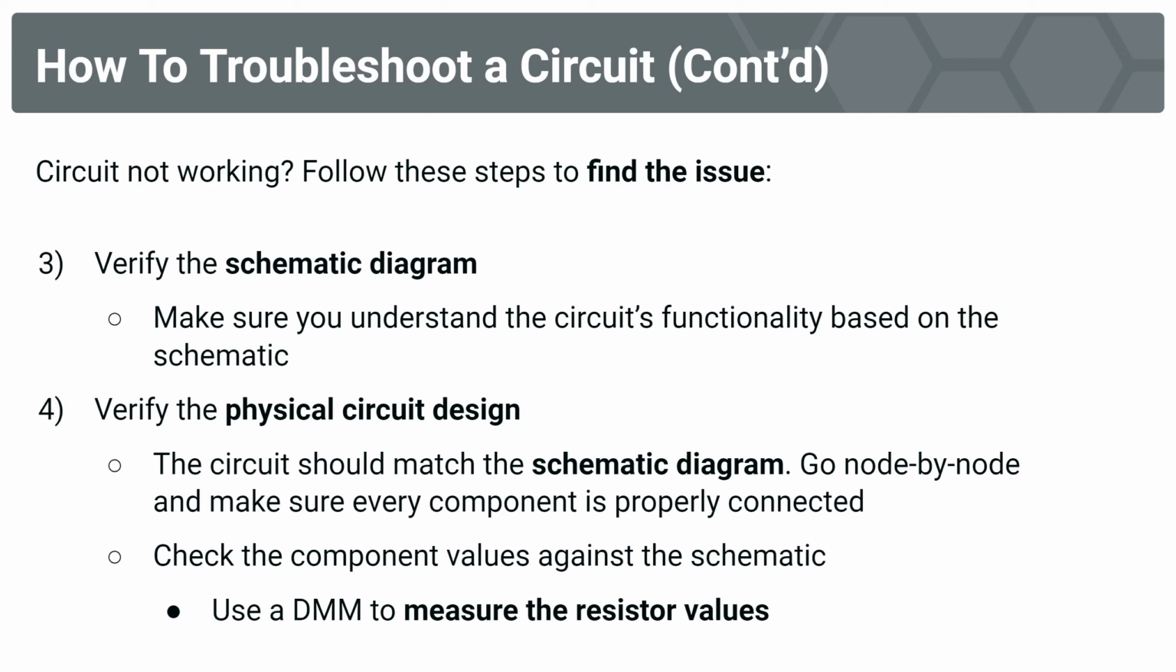schematic diagram. When you verify the physical circuit design, you should go node by node, branch by branch, and make sure every component is properly connected. You can actually check the component values against the schematic as well. For example, the schematic says you should have a 430 ohm resistor somewhere in the circuit. You can use a digital multimeter to measure the resistance across that resistor in your physical circuit design to make sure that the values match the schematic diagram.